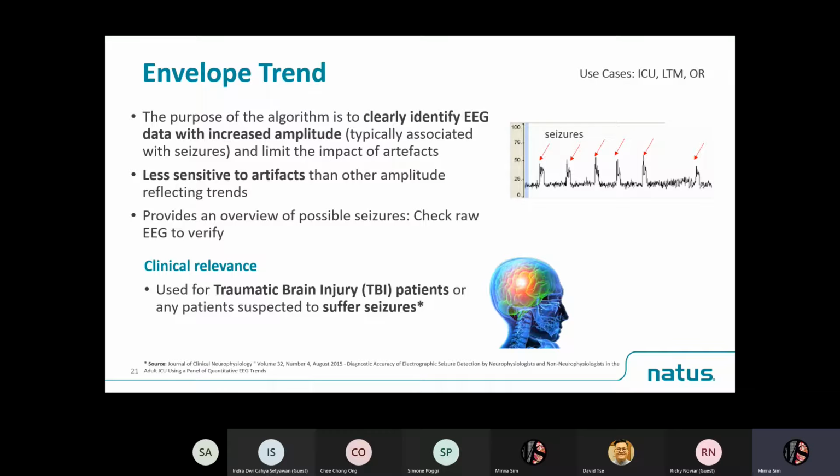So envelope trend is also time saving for the doctor in the analyzing process as well, because it gives an overview of the seizure activity at a glance in the recording. So this trend is more commonly used for traumatic brain injury patients who may be having seizures. So these seizures are usually non-convulsive seizures, which is patients having seizure without any physical symptoms, which is even harder to detect if you are not using EEG recording.